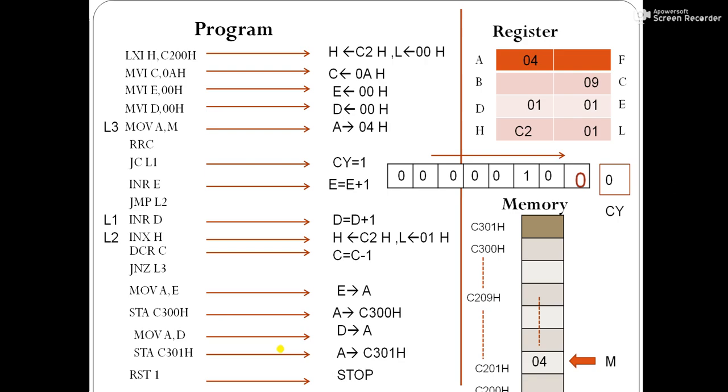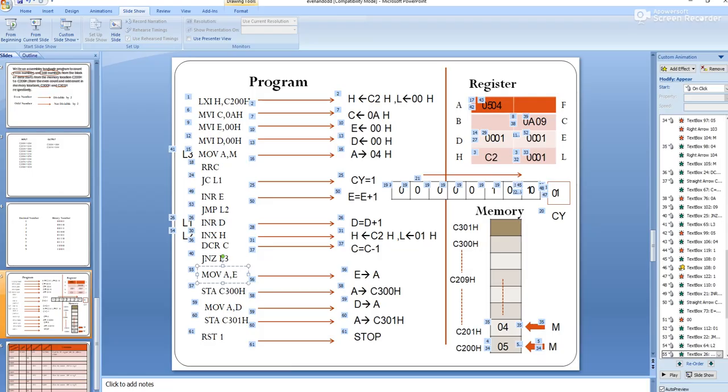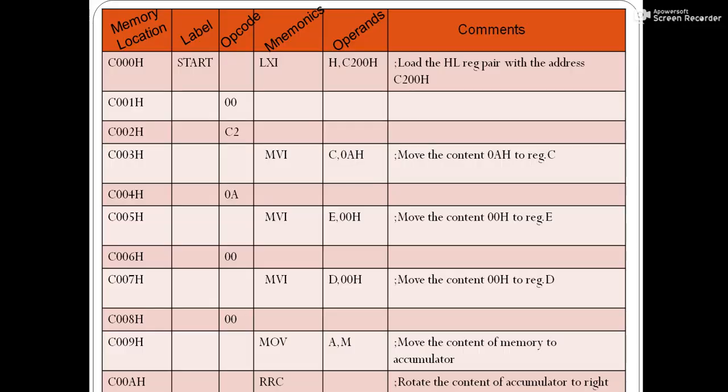Again, don't forget to write the program in table format. This is a very important thing, right? Once you have written the program, it is very easy to put it in table format. We always start with the memory location, C000H. The label is START.